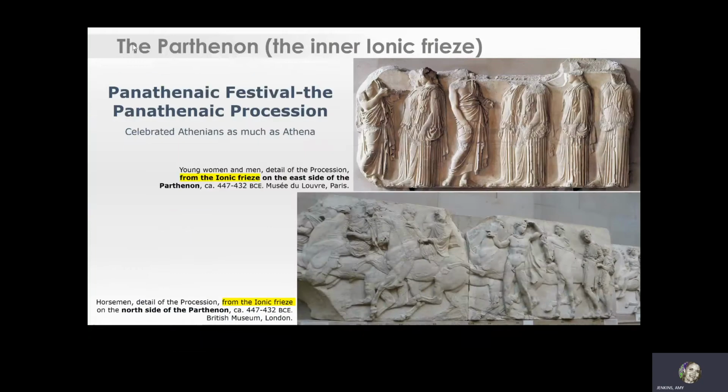Parthenon, the inner Ionic frieze with the Panathenaic festival, the Panathenaic procession. This celebrated the Athenians as much as Athena. In the top sculpture, we have young women and men. It's a detail of the procession from the Ionic frieze on the east side of the Parthenon, circa 447 to 432 BCE. And then down below we have the horsemen, a detail of the procession from the Ionic frieze on the north side of the Parthenon, circa 447 to 432 BCE.